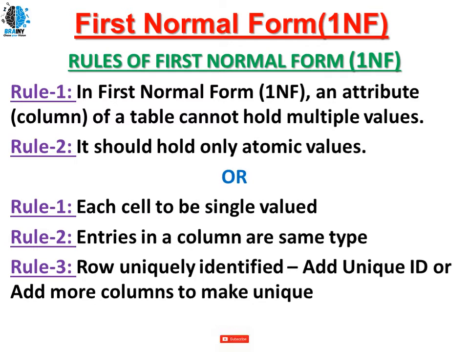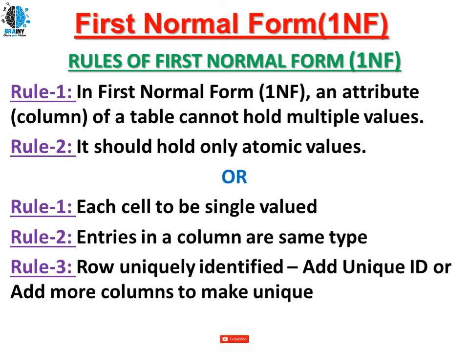In first normal form, an attribute, a column of a table, cannot hold multiple values. For example, I have a roll number. The roll number column of a table should not have two roll numbers. For example, mobile phone: a person can have two mobile numbers. But if one mobile number field is given and you are entering two mobile numbers, this type of data should not be there in a table.